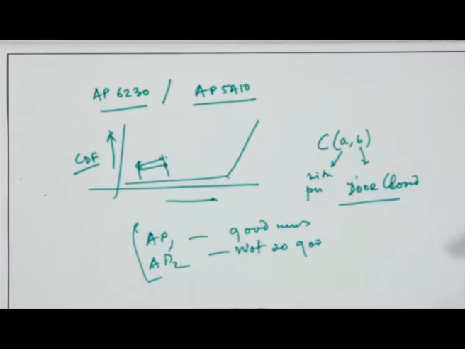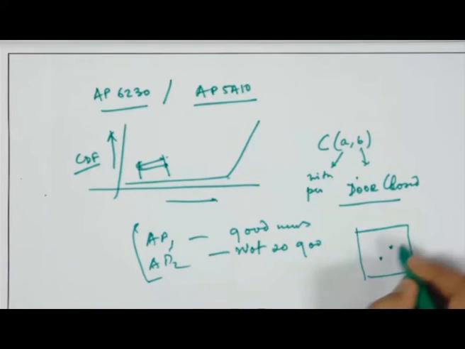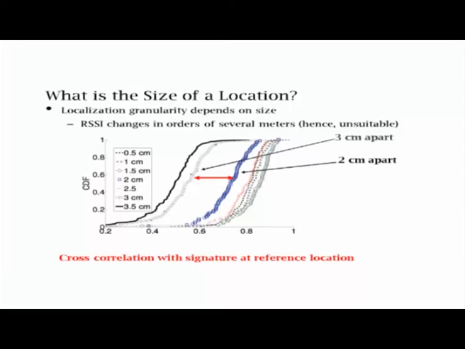If we take 2 points which are x centimeters away, where x can be 0.5, 1, 1.5, 2, 2.5, 3 or 3.5 centimeters, see the picture. As soon as it goes more than 2 centimeters and becomes around 3 centimeters, the result becomes very bad. In the 3 centimeter range, the correlation is 0.5 or less for 60% of the cases.